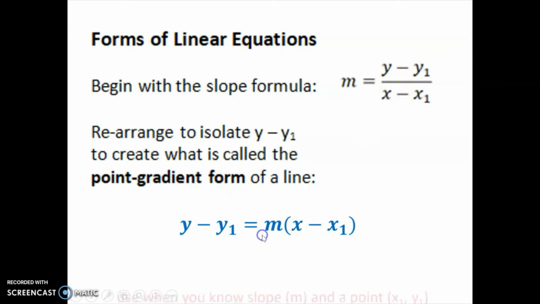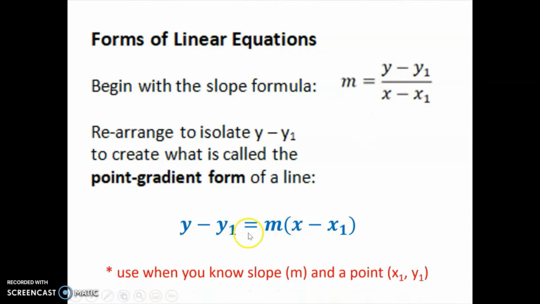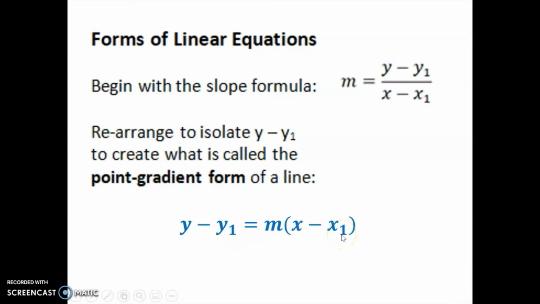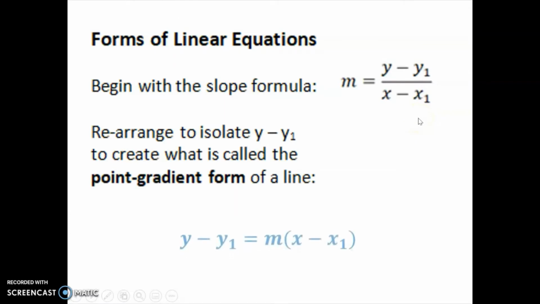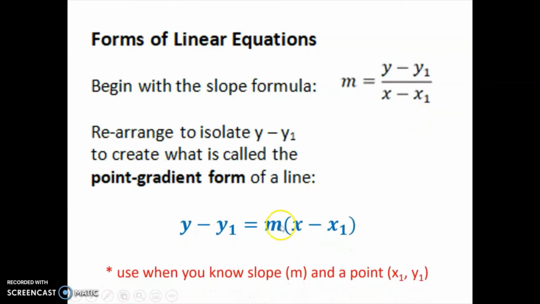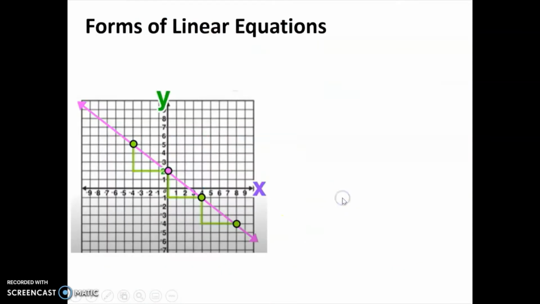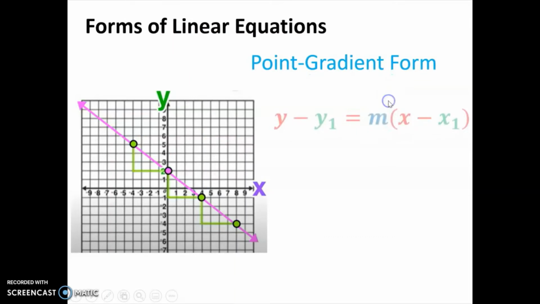Okay, point gradient. So we use this form of a line when we know the slope and when we know some point. Because this x1, y1 represents the coordinates of some point, and that point does not have to be the y-intercept, right? In the last form, we needed to know the slope and the y-intercept. Now, for this form, we need to know the slope and any point. So that's when we use this form. Let's take a look. Okay, so again, this is called the point gradient form.